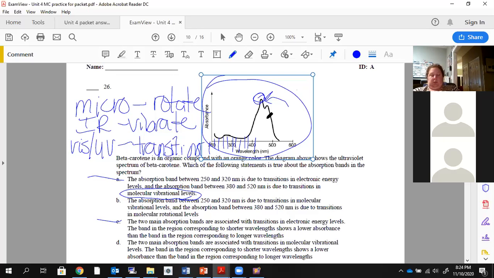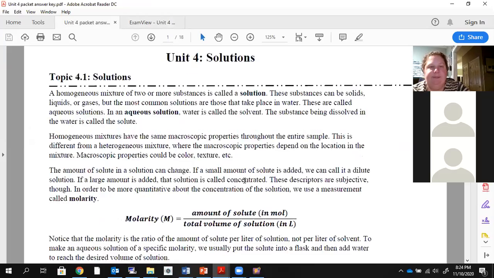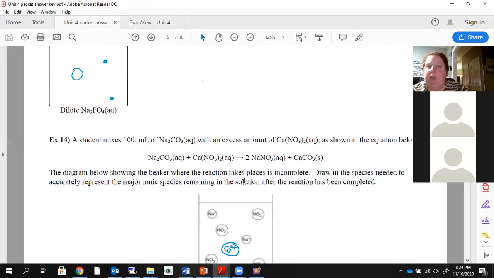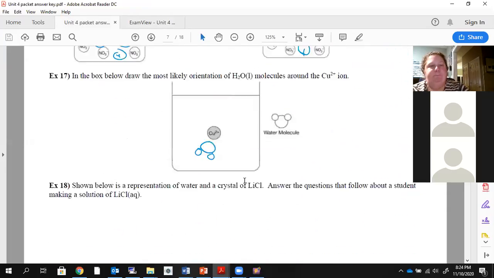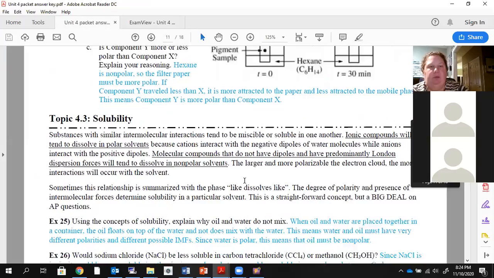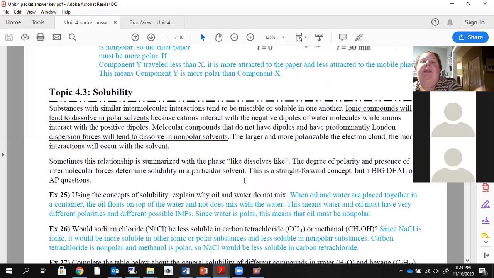So just in general, when you're comparing different compounds and it asks which one is most soluble or which one's least soluble, what are you looking for? In general, you're looking for information about their polarity and what types of intermolecular forces they can form. We talked about the idea that like dissolves like. That was 4.3 in your packet.